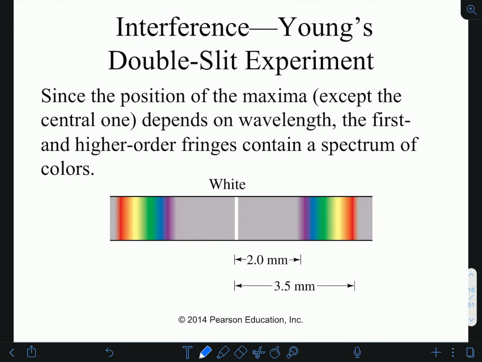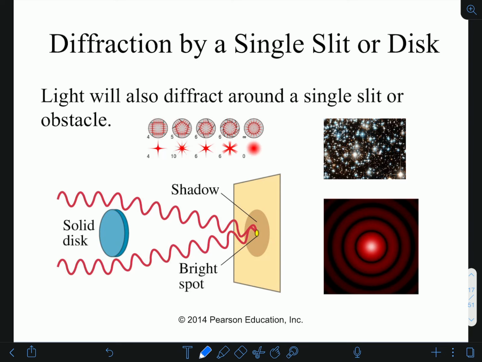The last thing I just want to show is what the dispersion actually looks like. Again, because lambda is a function of theta, and we just saw that theta is the same theta that depends on where it falls on the screen, then we can actually get dispersion. In the next video, we'll talk about diffraction around a single slit or some kind of obstruction.